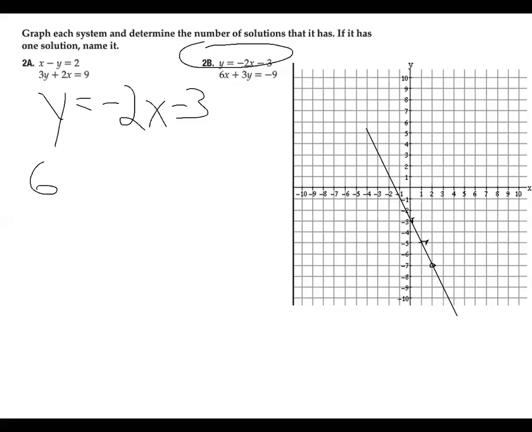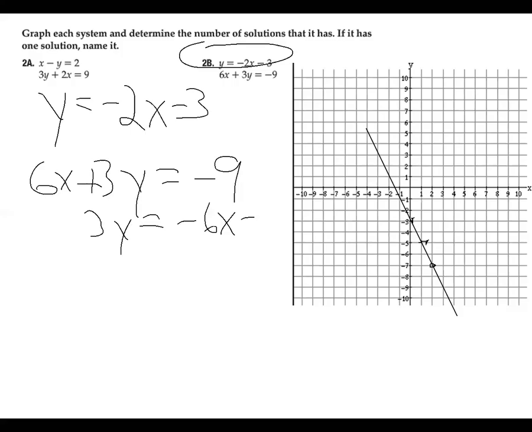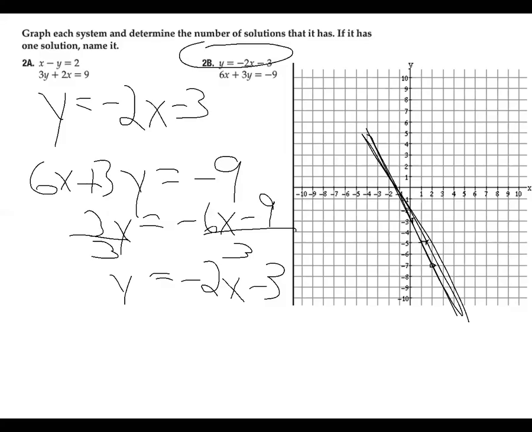And then the second equation, you have 6x plus 3y equals negative 9. If I solve that for y, I would have 3y equals negative 6x minus 9. Divide by 3. You have y equals negative 2x minus 3. Same equation, so they would be lines right on top of each other, which means there'd be infinitely many solutions, and the system would be consistent and dependent.